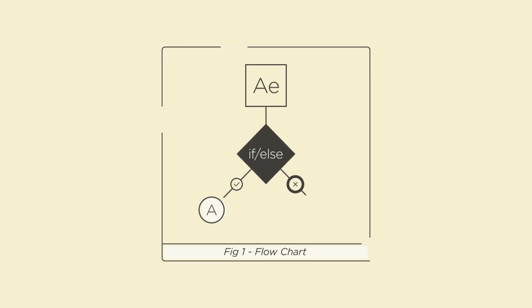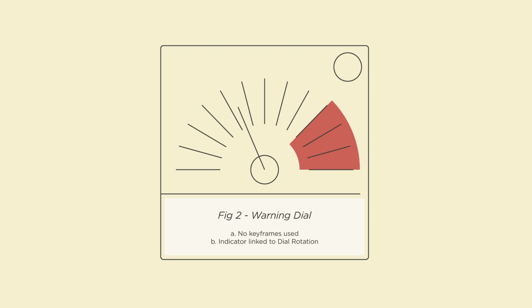So, what is a conditional if-else expression? Well, it's a way for us to have After Effects make a choice or have a different output based on a situation or input that might change. So, for example, we have this dial, and if the dial is pointing in the red zone, that light comes on. We don't have a single keyframe in this composition to make that happen. The needle is moving with an expression that we won't talk about because that's for another video.